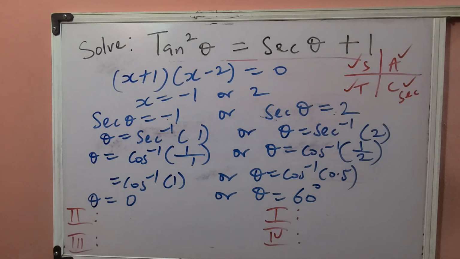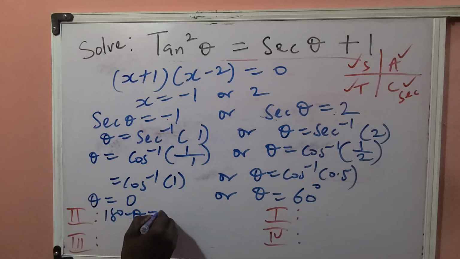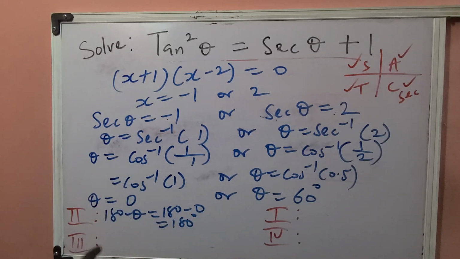So from this quadrant, second and third quadrant, the rule that operates there is 180 minus theta. Theta here being 0, that will be 180 minus 0. That will be 180 degrees. And for the third quadrant, we have theta plus 180. 0 plus 180 is also 180 degrees.